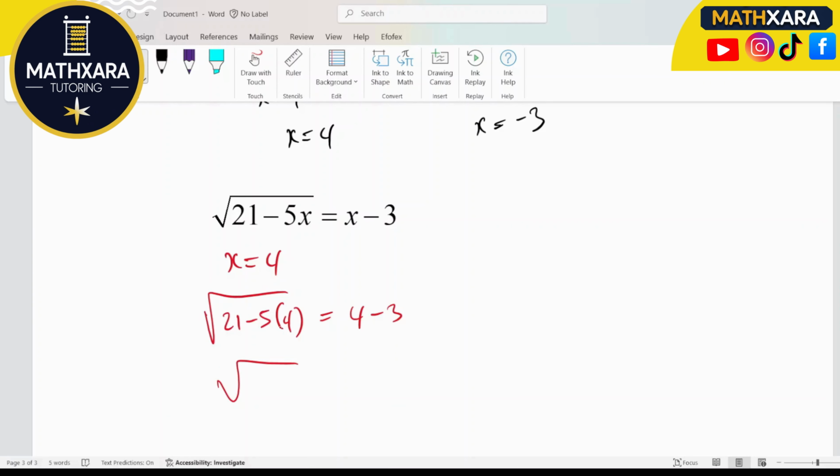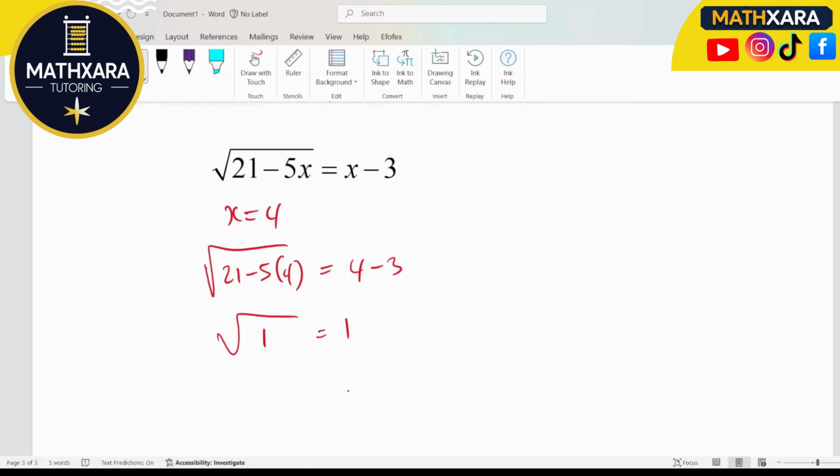Now that's 21 minus 20, that's just 1. And 4 minus 3, that's just 1. And the principal square root, which is the positive square root of 1, is indeed 1. So this checks out, which is true. Let's take a look at, say, when x equals negative 3.